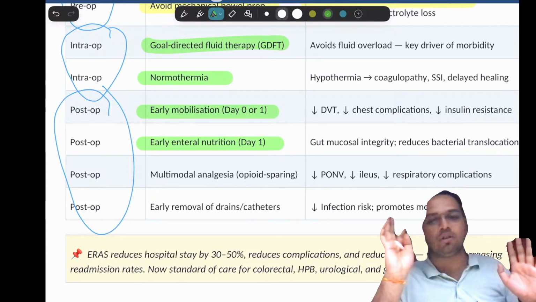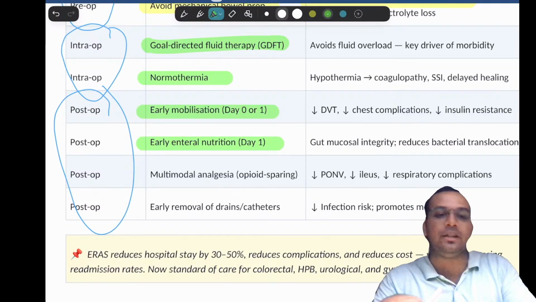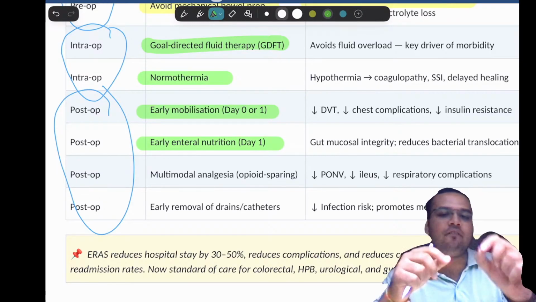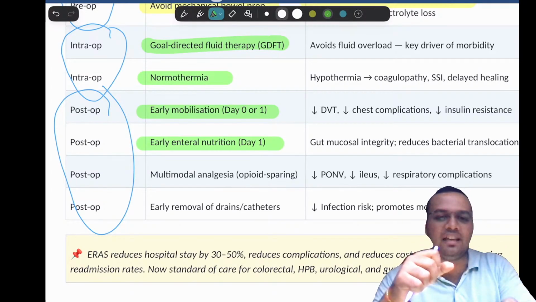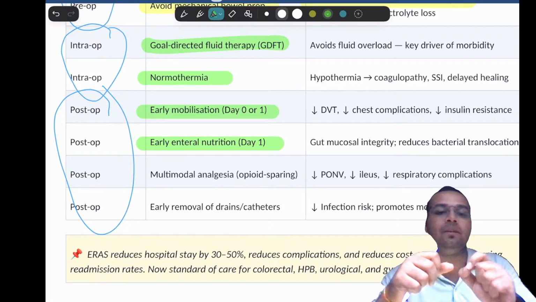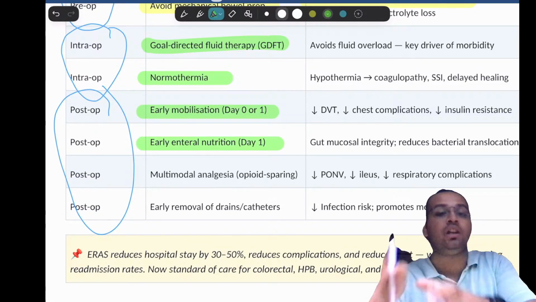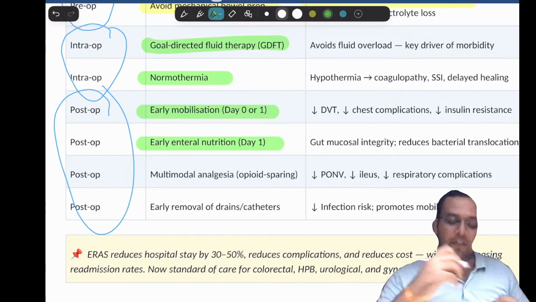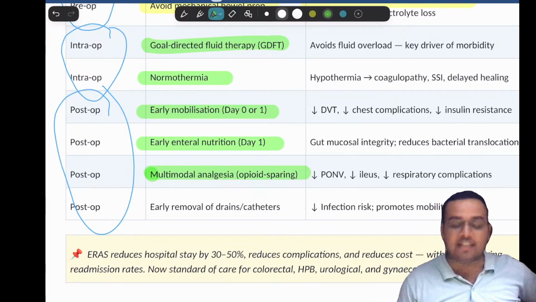whether you keep the patient NBM or not. So at least when you give food, or at least some liquids to the patient, those very harmful juices, those juices are very strong, will be diluted, and they will actually be used for what they need to be used for. So early enteral nutrition is always favored in patients, and analgesia is multimodal.